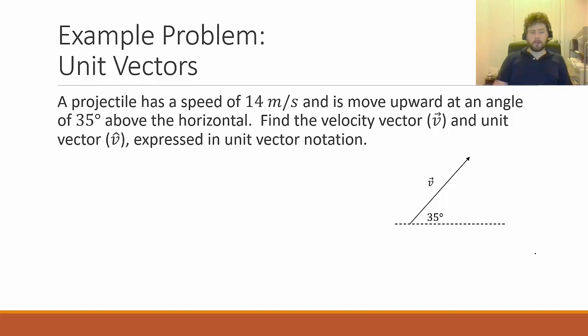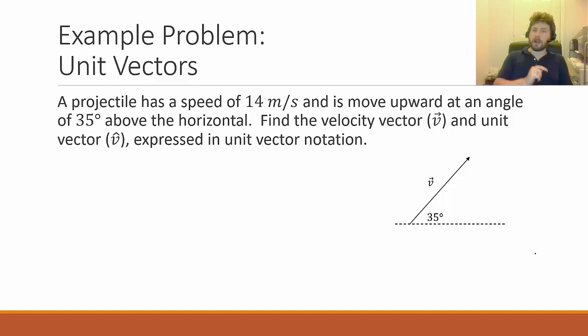Welcome to the example problem we have on unit vectors. There's two ways that we're going to talk about unit vectors in this problem. One is we're going to take a vector which is expressed in terms of the magnitude of that vector, in this case being a velocity vector, which has a speed of 14 meters per second, and the direction of that vector, which is 35 degrees counterclockwise from the positive x-axis, and we are going to express that vector in unit vector notation. So that's the first part.